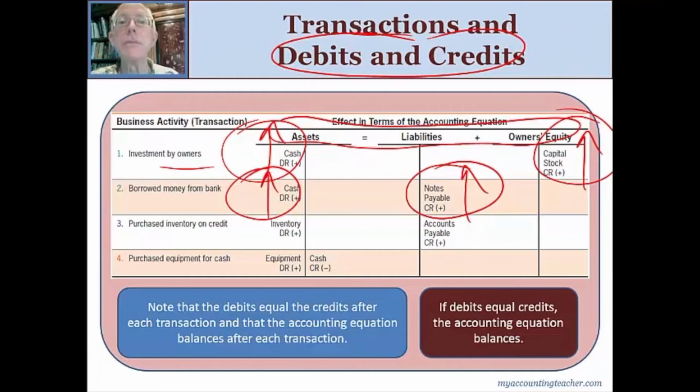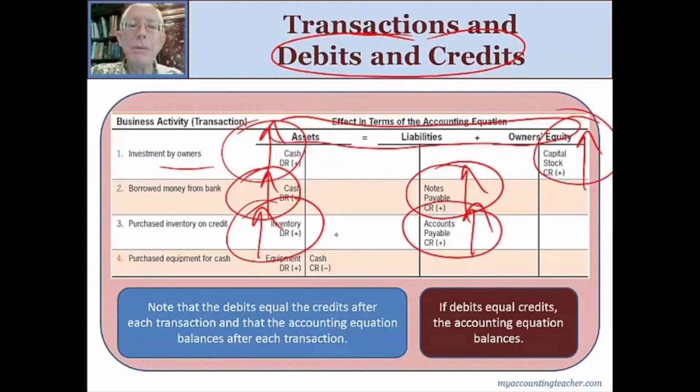We're going to buy some inventory on credit. Inventory is an asset, and it goes up with a debit. What else happened? Well, the liability, accounts payable, also went up. We show that with a credit. Debits equal credits. This is beautiful. People said that this is going to be hard. It's not hard at all. This is easy. Let's try one more.